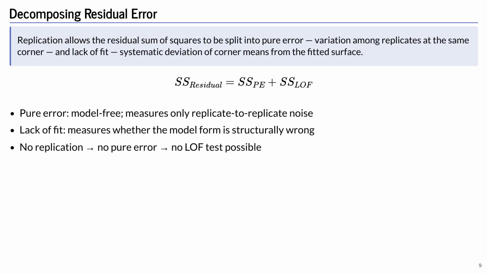Pure error is model-free. It does not depend on what model you fit. The second piece is lack of fit. This measures how well the corner means predicted by the model match the observed corner means. If the model form is correct, those 2 quantities should agree within the noise level. The partition is residual sum of squares equals pure error sum of squares plus lack of fit sum of squares. This decomposition is the payoff for replicating your design.